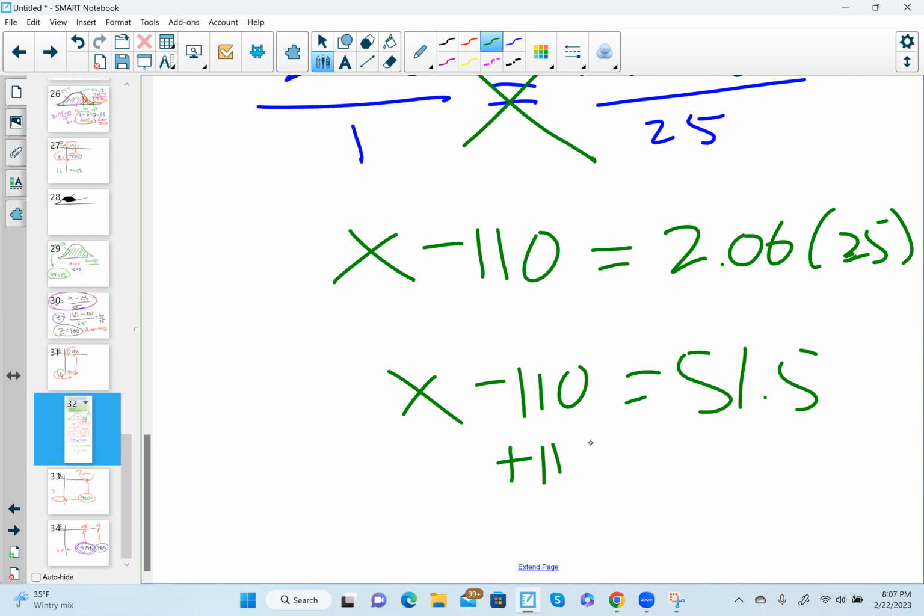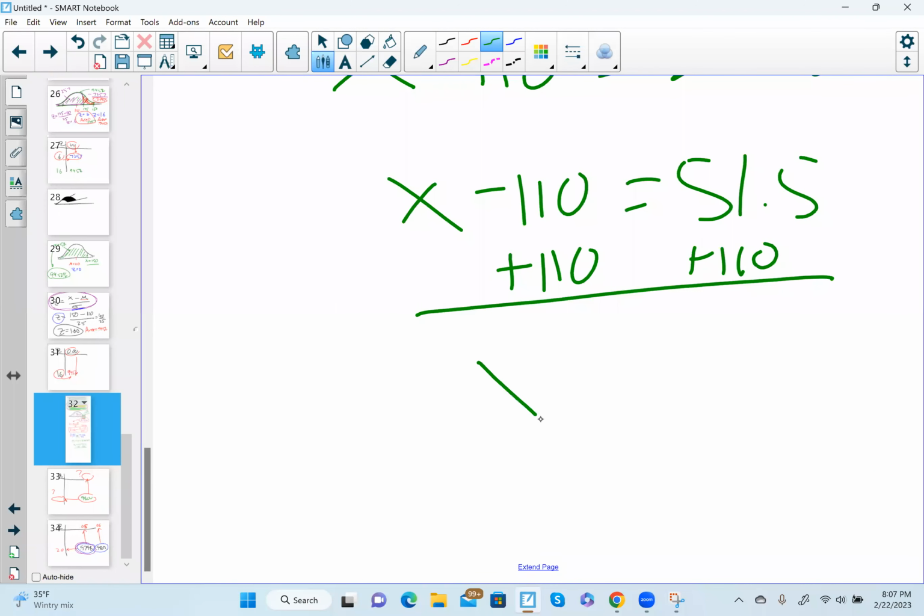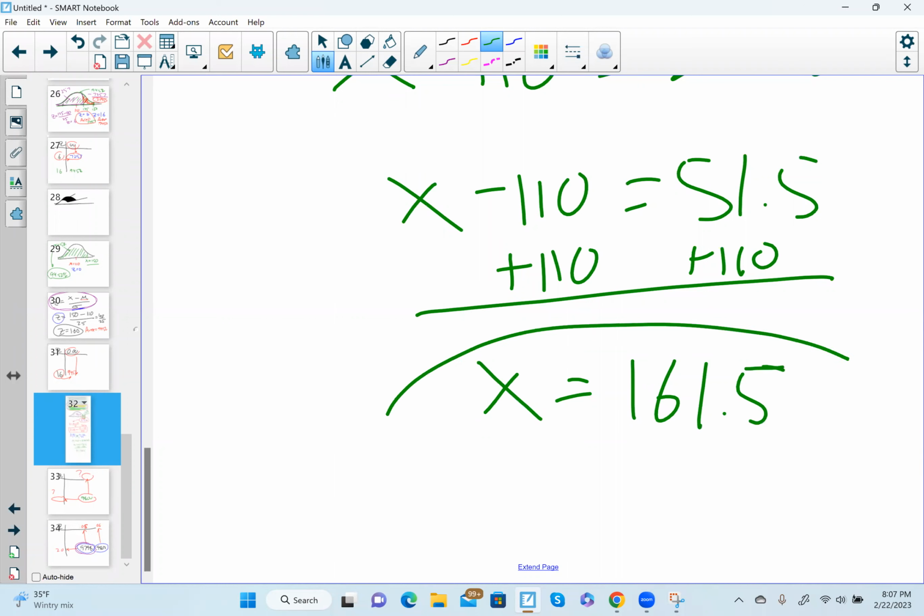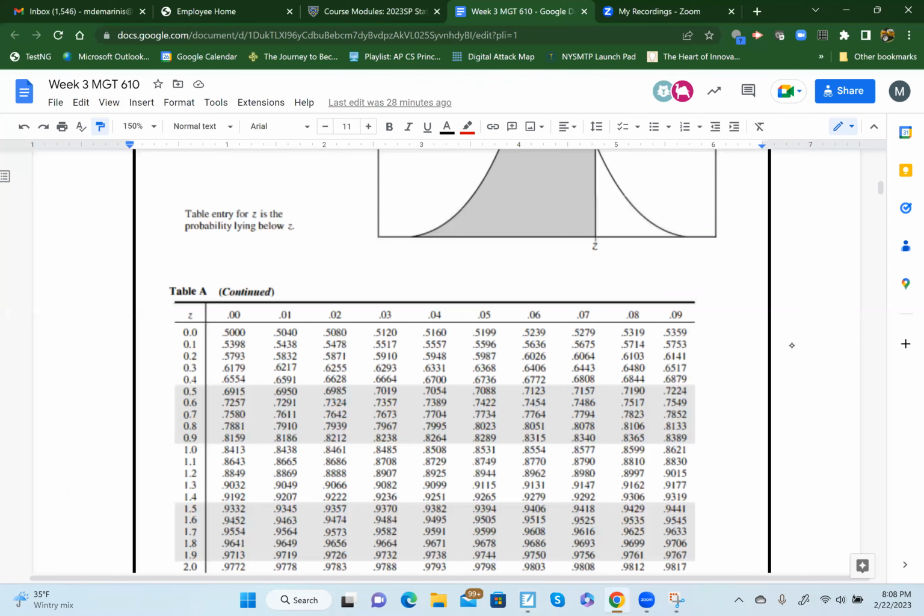Final step, add 110 to both sides. And if I do that, I will get x equals 161.5. So that's it. If you get an IQ test score of 161.5 or higher, then you could be invited to join Mensa. That's what it takes to get in the top 2%. Okay. Let me pause there. Do you have any questions for me about that problem? Yes, no, maybe.